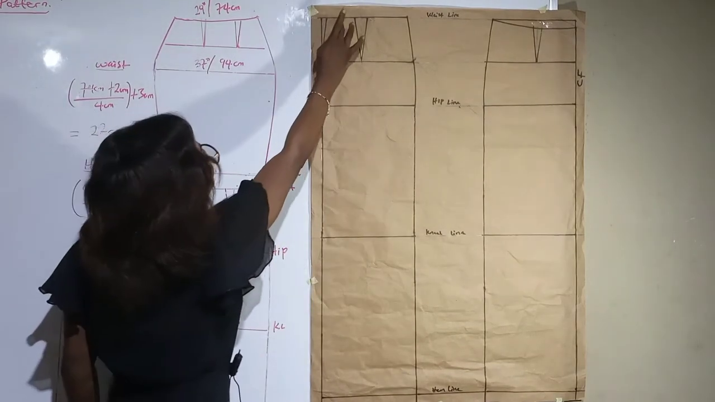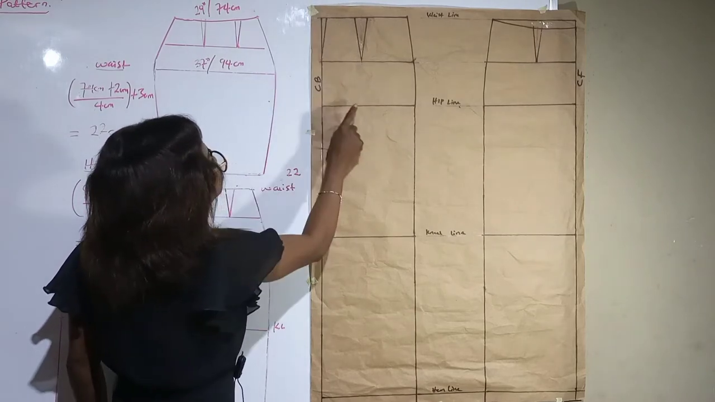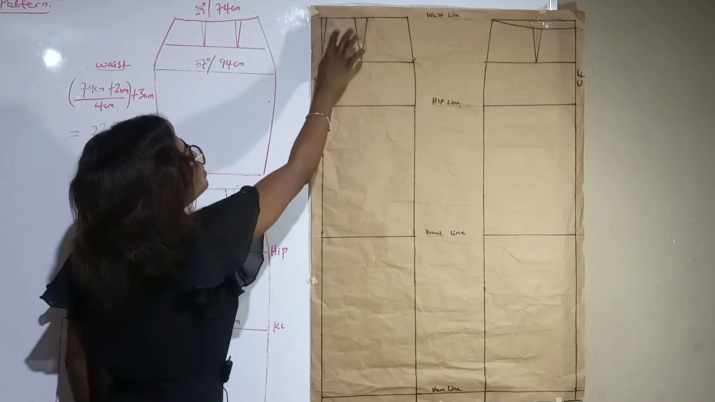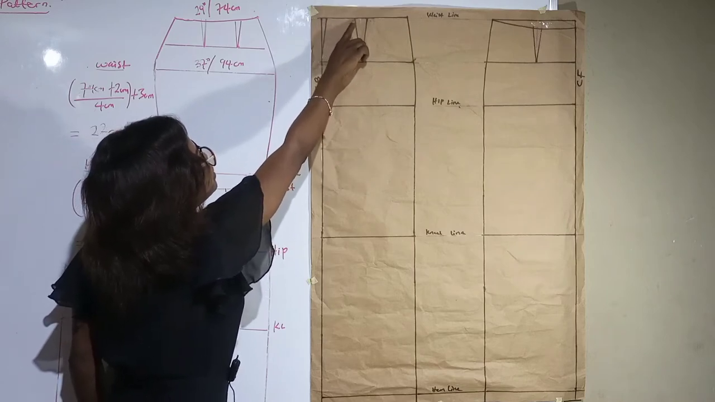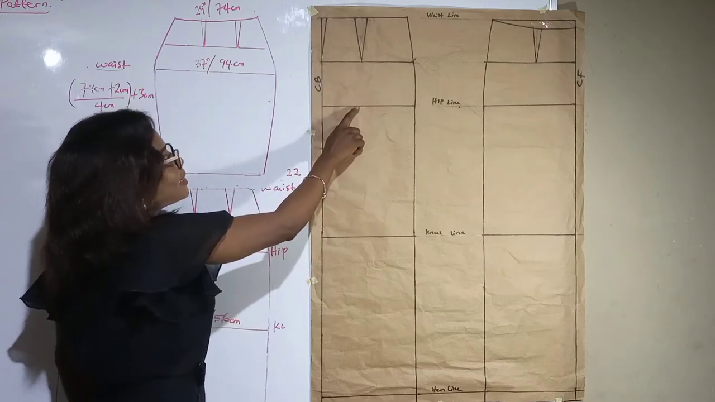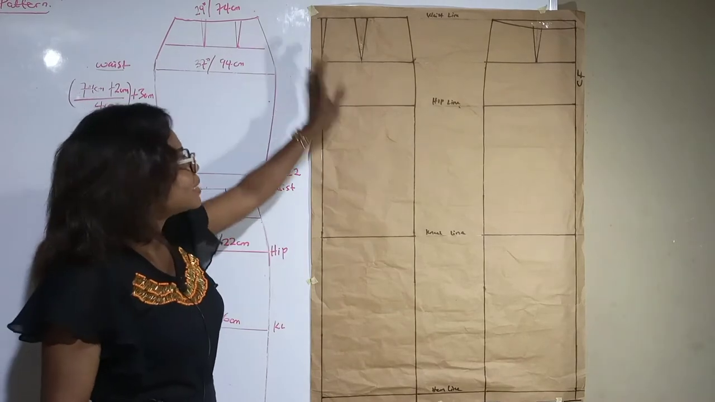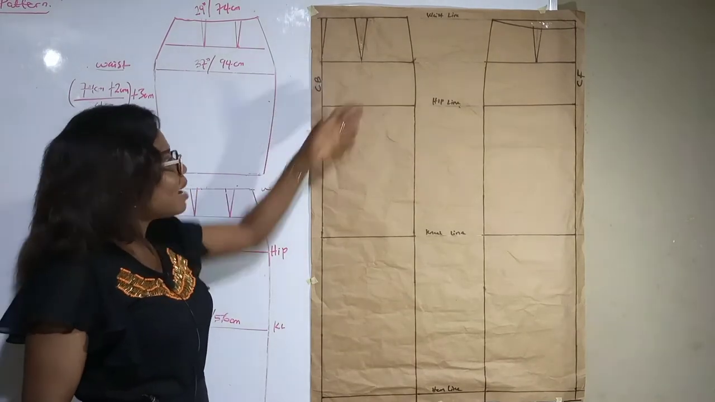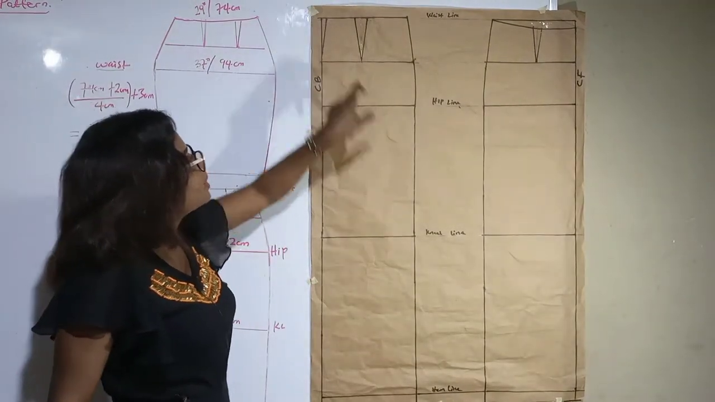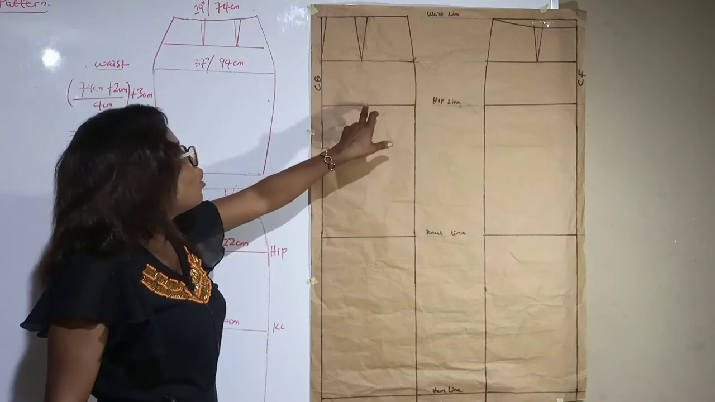Now, from the top line, you want to get the distance between your waist to the hip. It is very necessary, very crucial for you to do that. From the waistline or the top line, the distance from here to here is averagely 8.5 inches or 22 cm. This is general. You can use that in all cases, because it's an average measurement that is acceptable. Please, I want you to get used to that. The distance from the waist to the hip is mostly, in general cases, 8.5 inches or 22 cm.